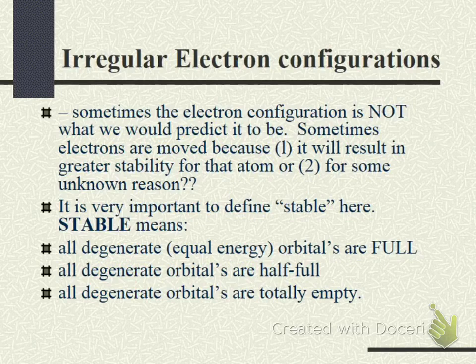Sometimes the electrons move because it will become greater stability, like we talked about last unit. It's important, though, that we define stable, because some of you had trouble with that on the test. Stable means that either all the orbitals are full, half full, or totally empty. So those are some of the reasons why they do the things that they do.